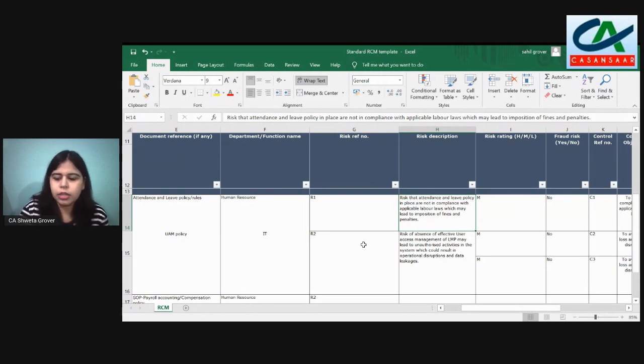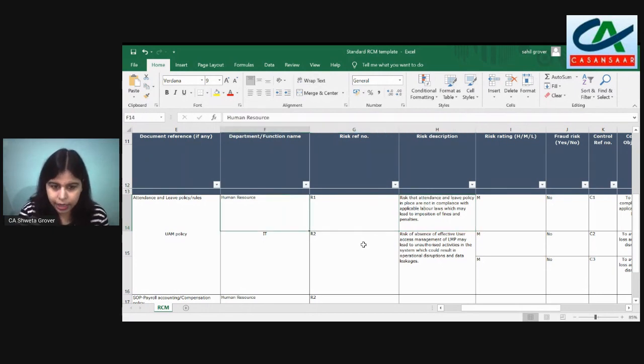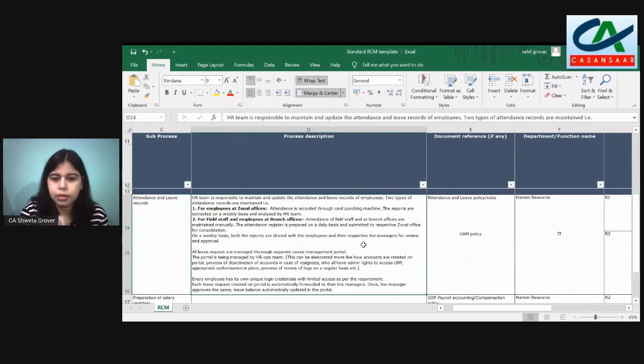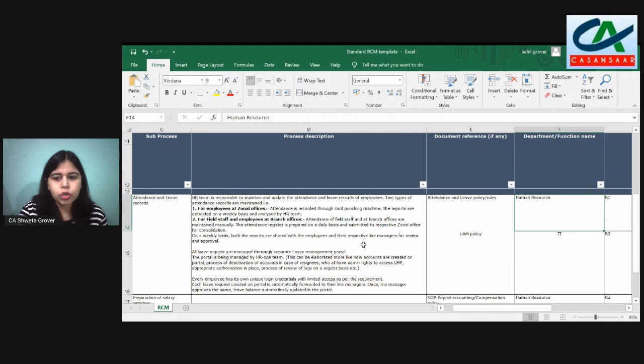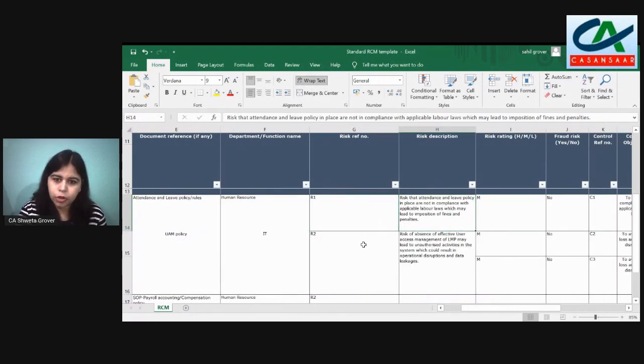I have not captured anything in this process description like how many leaves are allowed, the bifurcation of leaves, what can be carried forward and what cannot be carried forward. That all will be part of the attendance and leave policy. So how will we check this? This would be our risk for that. When we go to check this risk, we will automatically check the whole leave and attendance policy, to see whether we have a control process for it or not.